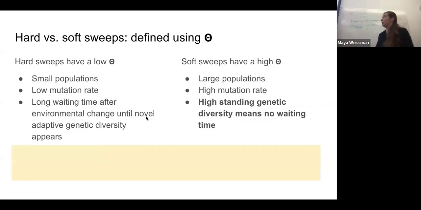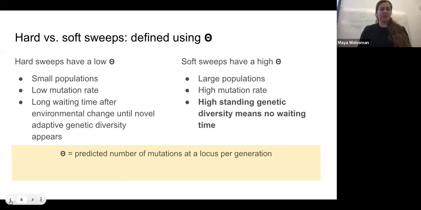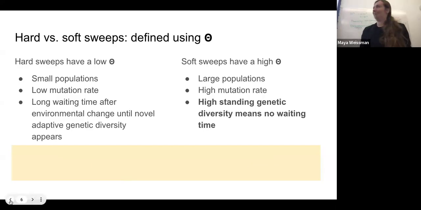We can define hard and soft sweeps using a term we call theta. Theta stands for the population scaled mutation rate. I feel like I'm missing a slide here. Okay, so I don't know what happened here. Okay, so theta is equal to 4 times the population size times the mutation rate.